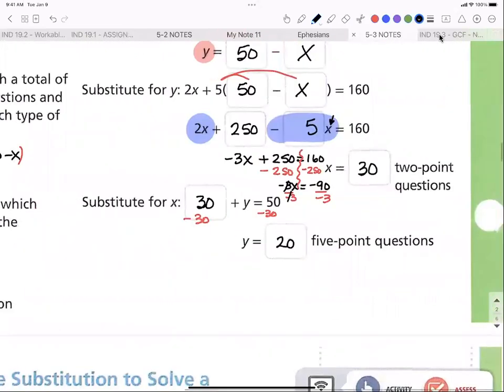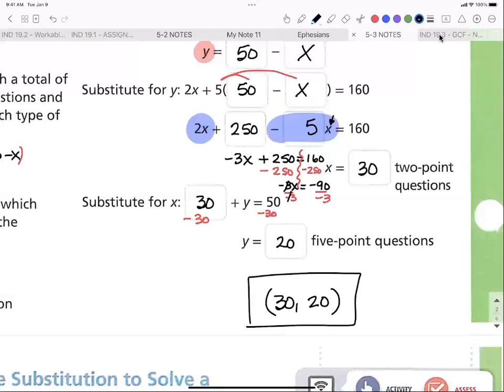Since this is an X and a Y, we can write it as an ordered pair. It doesn't say you have to, but get in the habit. If it's an X and a Y, write it as an ordered pair. If it's an A and a C or a P and an R, then don't worry about writing it as an ordered pair, okay?